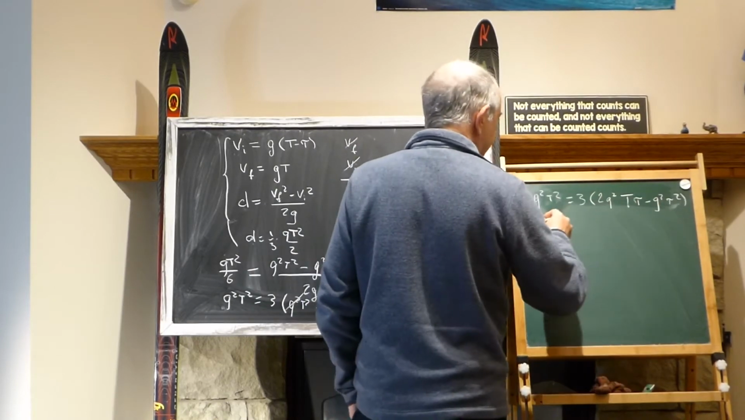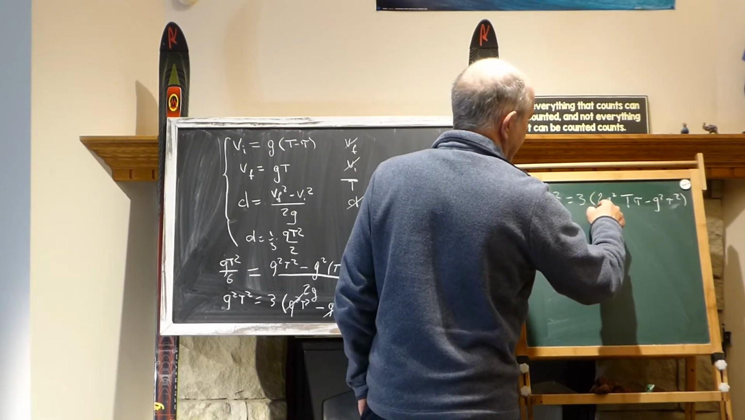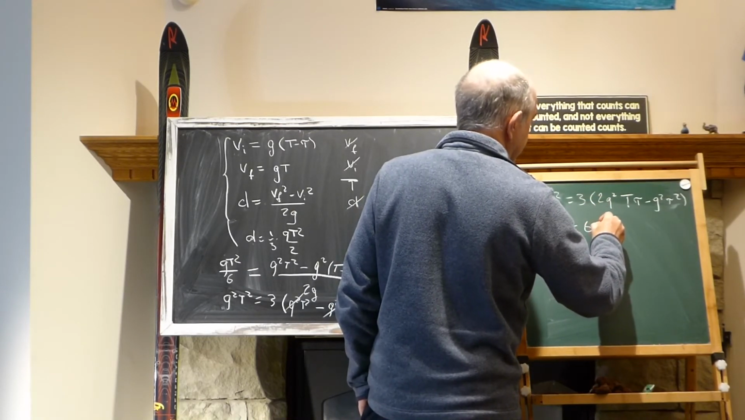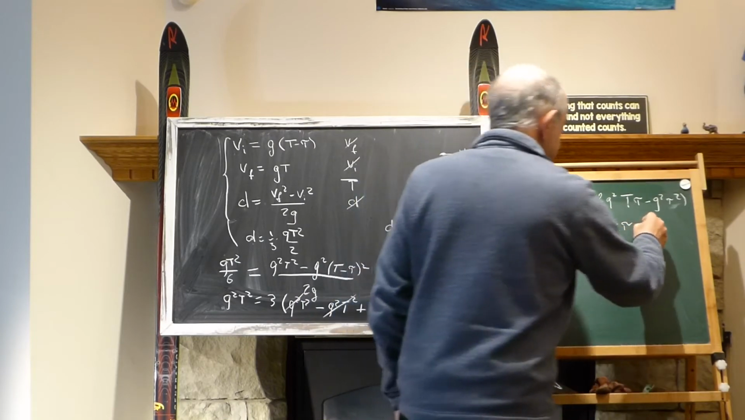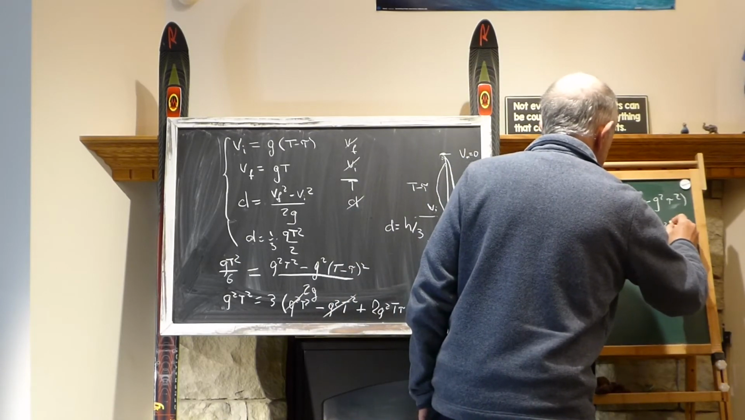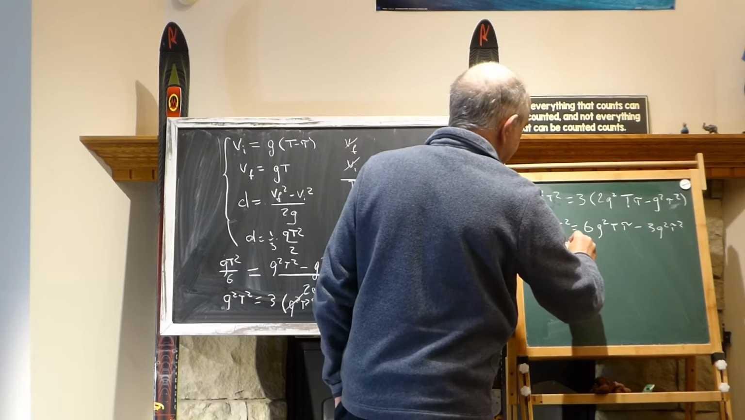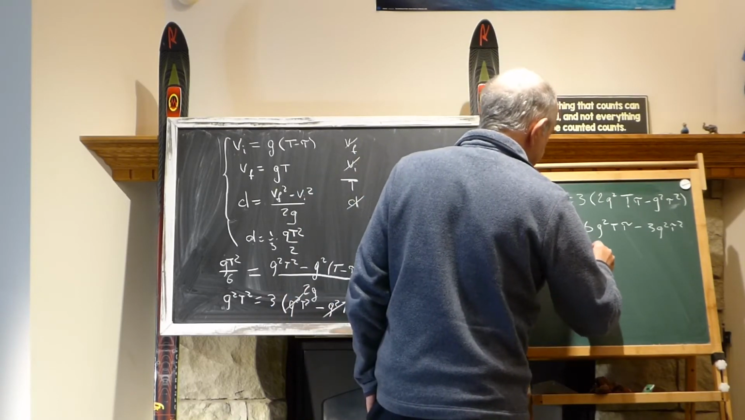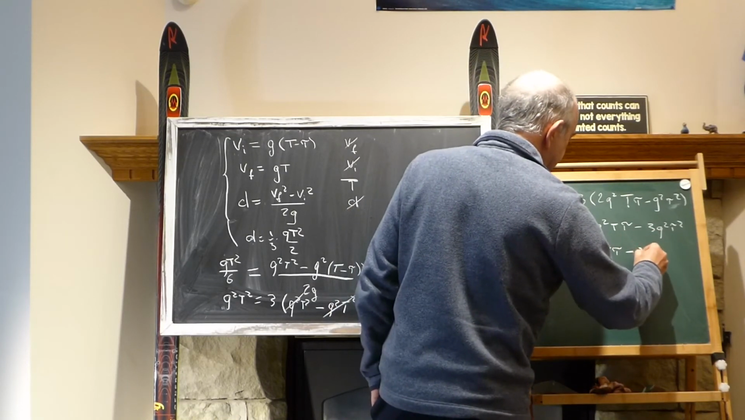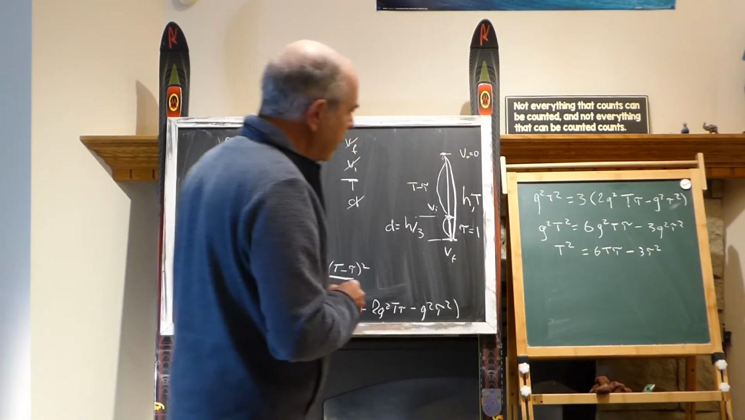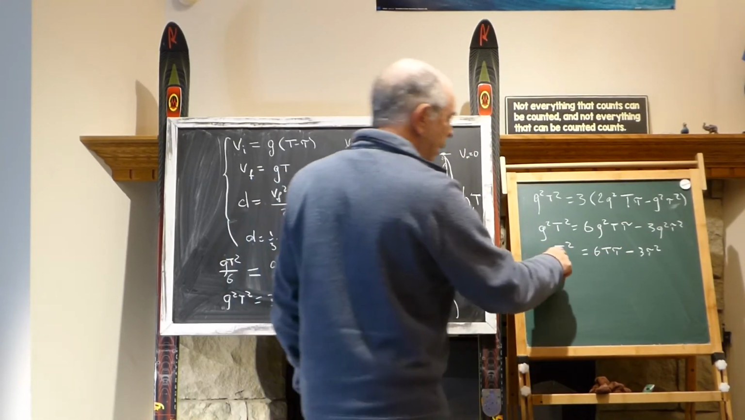Okay, let's open the brackets, and we will have g squared t squared equals 3 multiplied by 2 would be 6, right? 6g squared t tau, right? Minus 3g squared tau squared. I see that g squared is everywhere. I can factor it out and get rid of it. t squared equals 6t tau minus 3 tau squared. So recall, this is one equation, tau is given, tau is 1 second, and t is unknown.